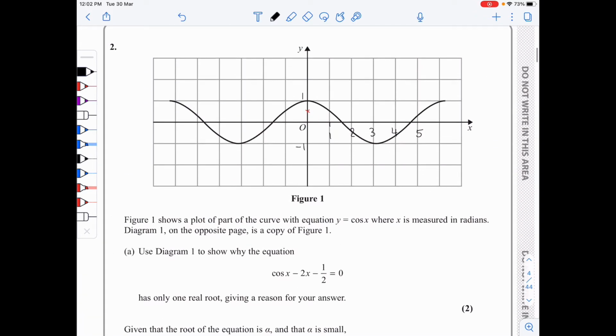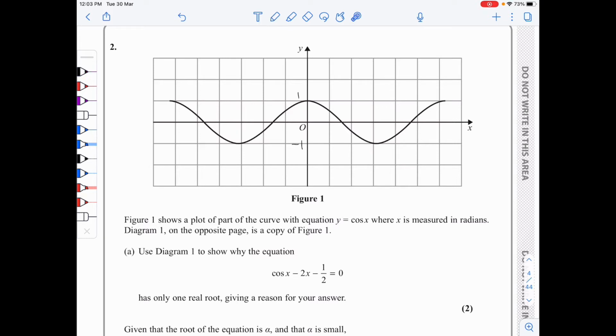Question 2, we have this plot. It's not a sketch, it's a plot, and we are being given cos x, and we need to use diagram 1 to show why this equation has only one real root. So I could start off by considering the scaling on the axis. We know that cos x varies between 1 and minus 1. So we've got 1 here and minus 1 here.